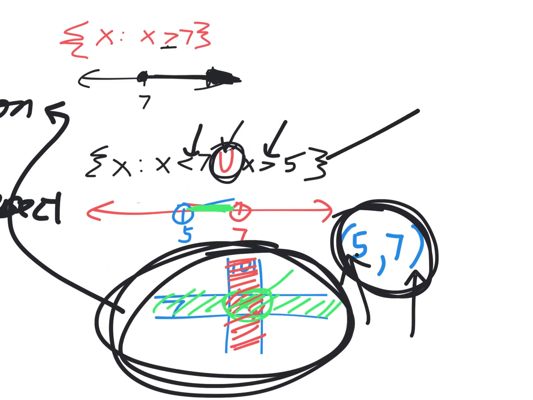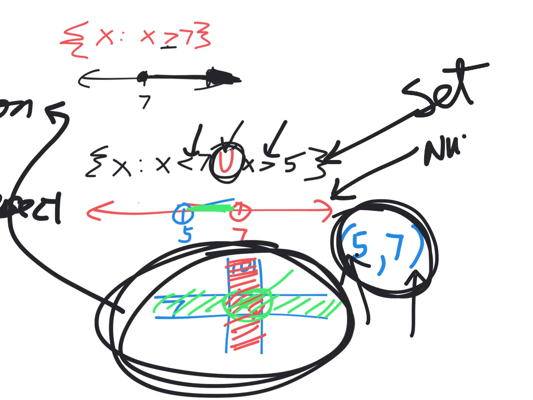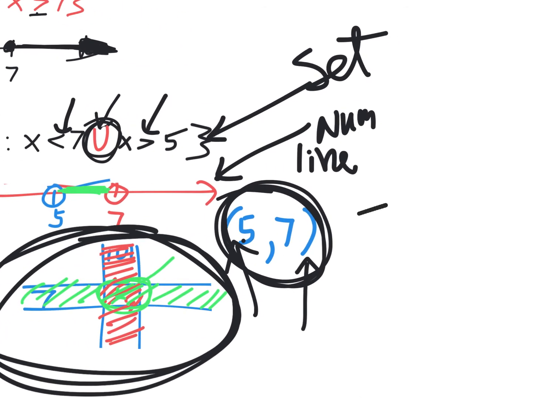You can either give me set notation, that's called set. That is called a number line, of course. And then this one, you said domain and range, but that's not actually what we call it. Does anybody know what we call it? Interval notation. Interval notation. The interval between 5 and 7. And then the only complicated part is, did I want to include 5 or did I want to include 7?